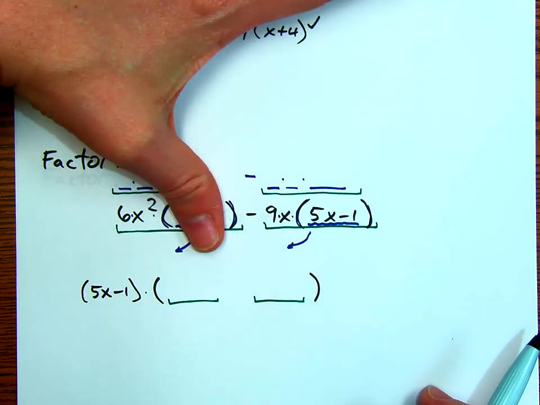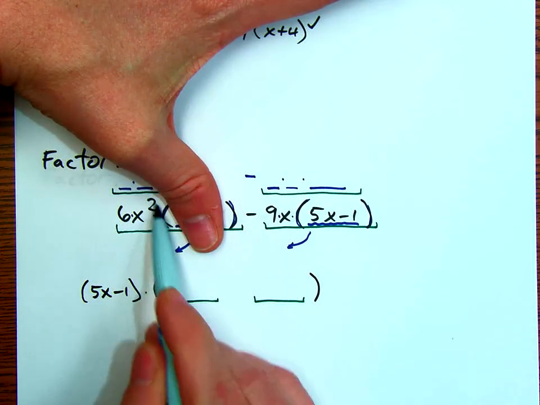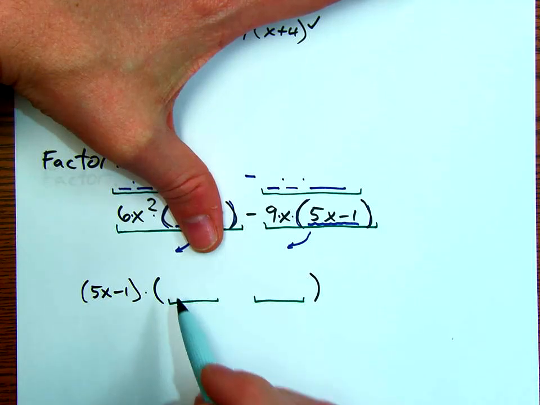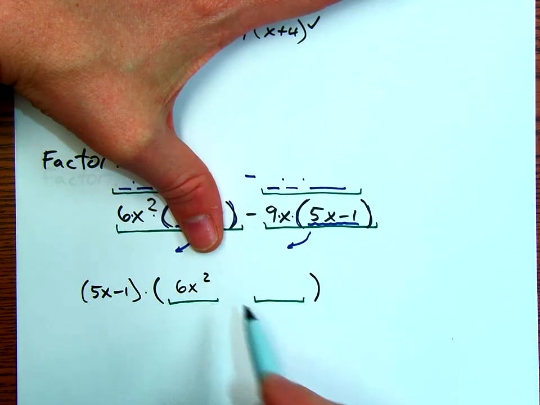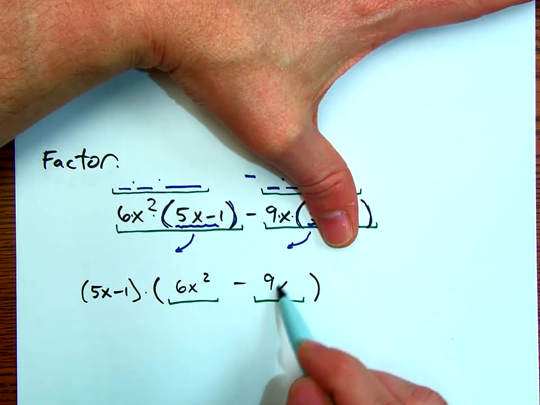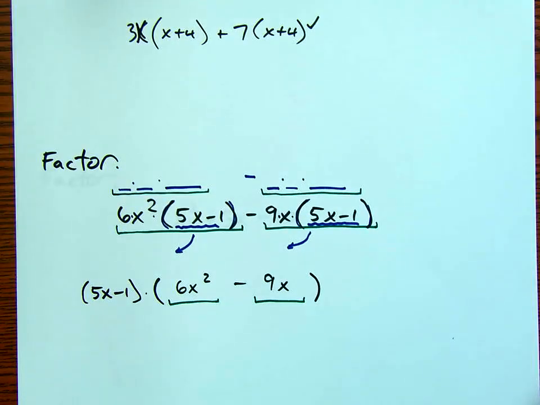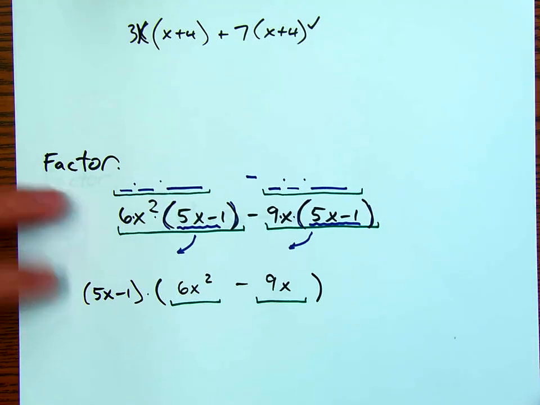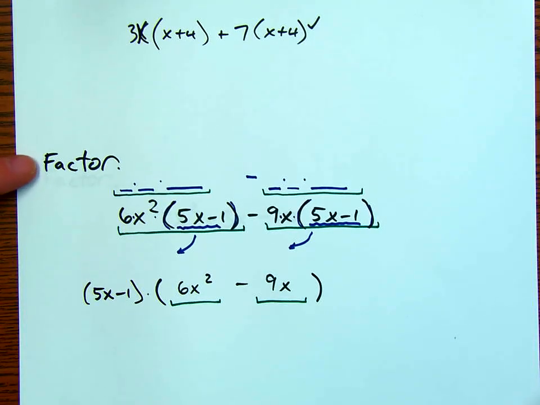If I just ignore the 5x minus 1, I can see the multiples that I have left. In this first term, I have a 6x squared, and in the second term, I just have a minus 9x. So even though we did factor, generally speaking, if they ask us to factor, we want to factor as much as we possibly can.